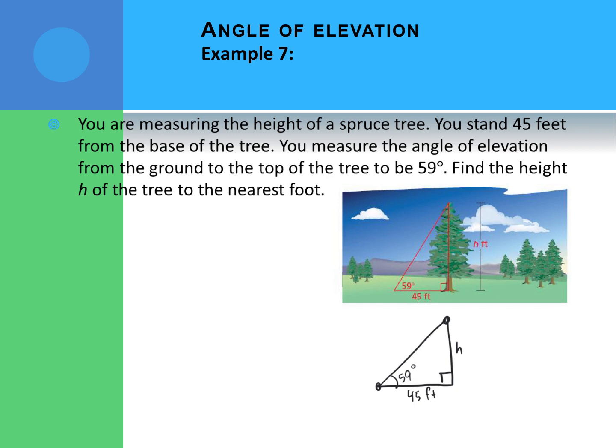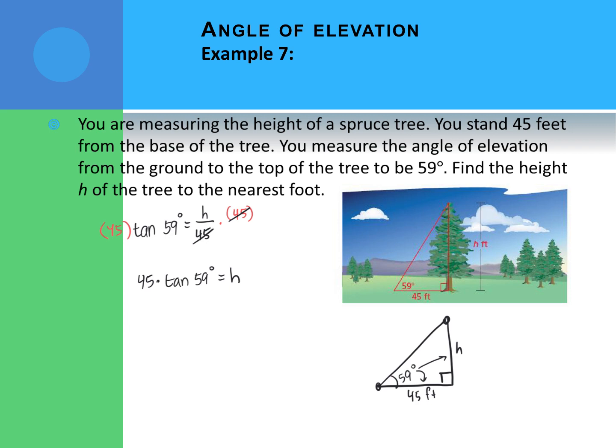Notice that the height of the tree is the opposite side, and you've been given the adjacent side. So you know that tangent of 59 degrees is equal to the opposite side, the length, over the adjacent side, which is 45. If I'm trying to solve for h, I simply multiply both sides by 45. The denominators cancel, and I get 45 times the tangent of 59 degrees equals my height.